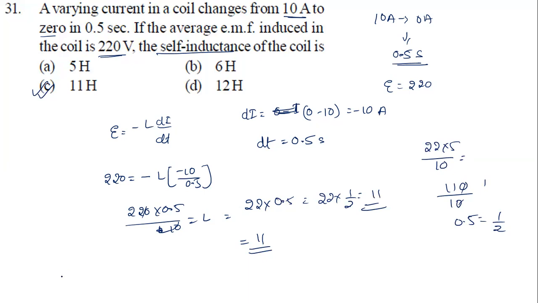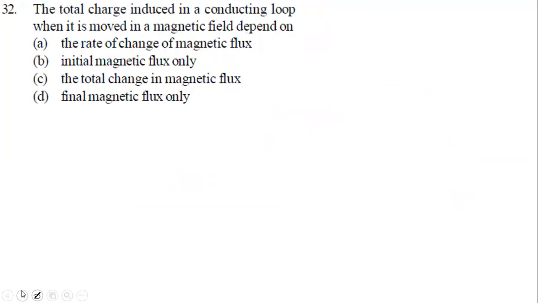Okay, so that's the question. Look at the next one. The total charge induced in a conducting loop when it is moved in a magnetic field depends on what? We need to find out the total charge induced in a conducting loop when it is moved in a uniform magnetic field. That's the question.